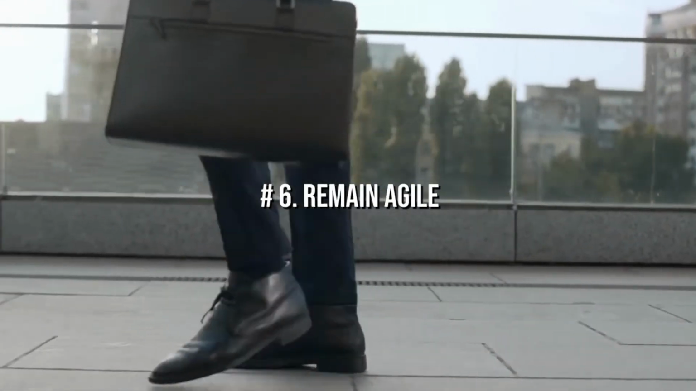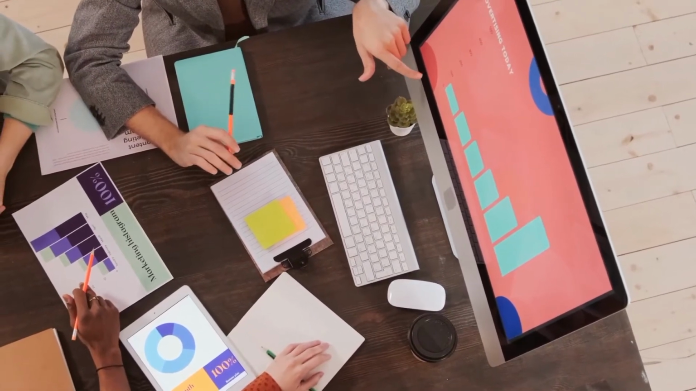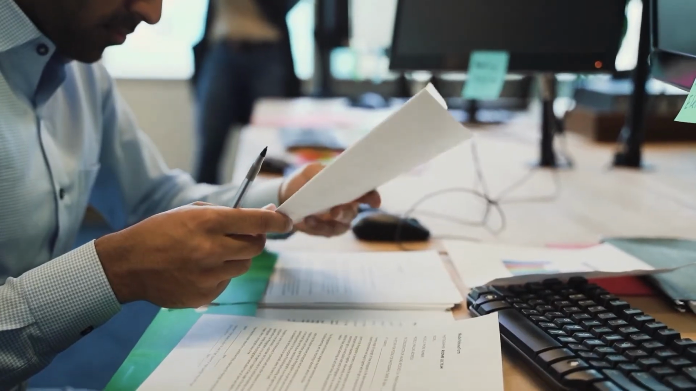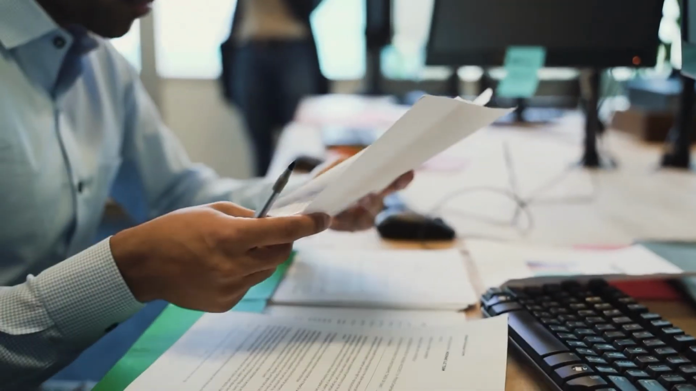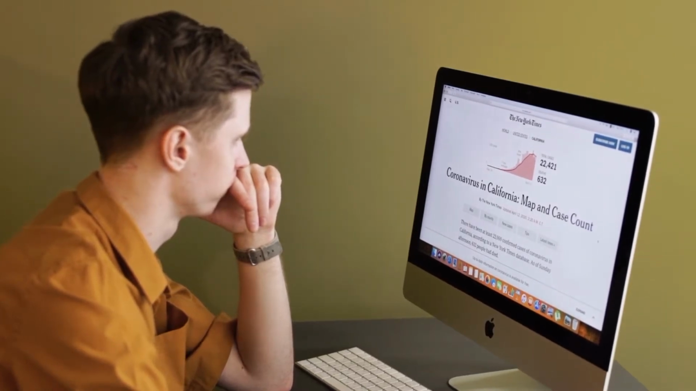Number 6. Remain agile. The Agile Manifesto and the world of literature that surrounds it are always required reading for startups. It's great to collect metrics and crunch numbers, but at this scale, it's easy to get bogged down in data that may be less important than simply improving your product.